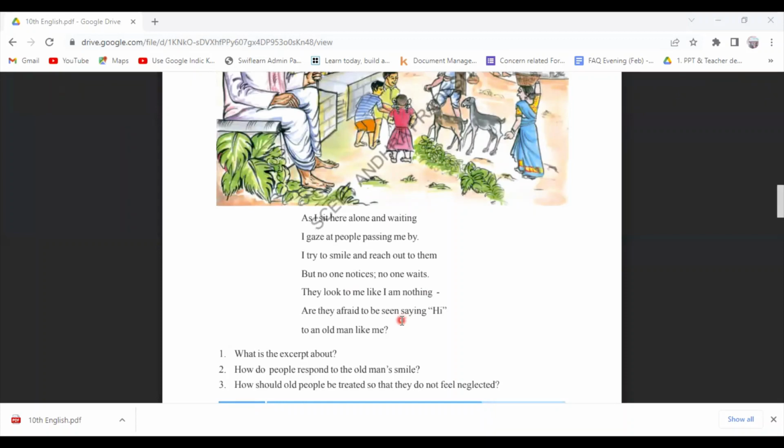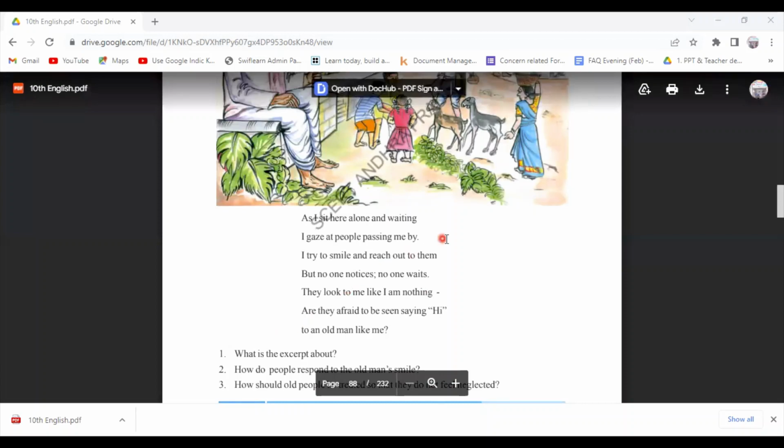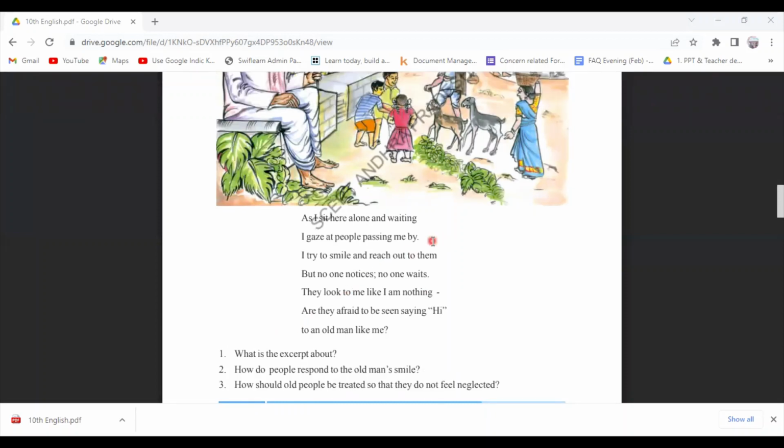Okay, it is like having some things in your house, and you're sitting on the stage there. Are they afraid to be seen? Do you think they are afraid to say hi to me, that too, an old man like me? So now the question arises. What is question number one? Read question number one carefully.